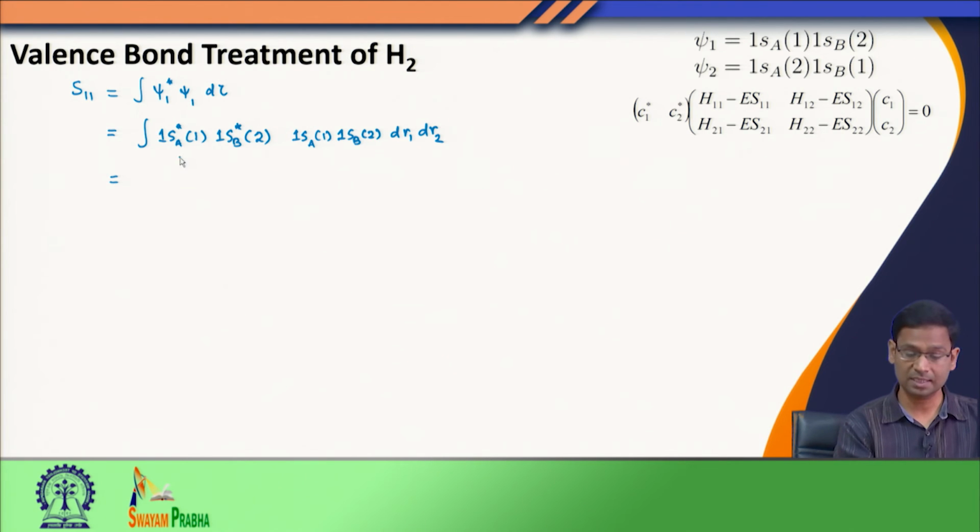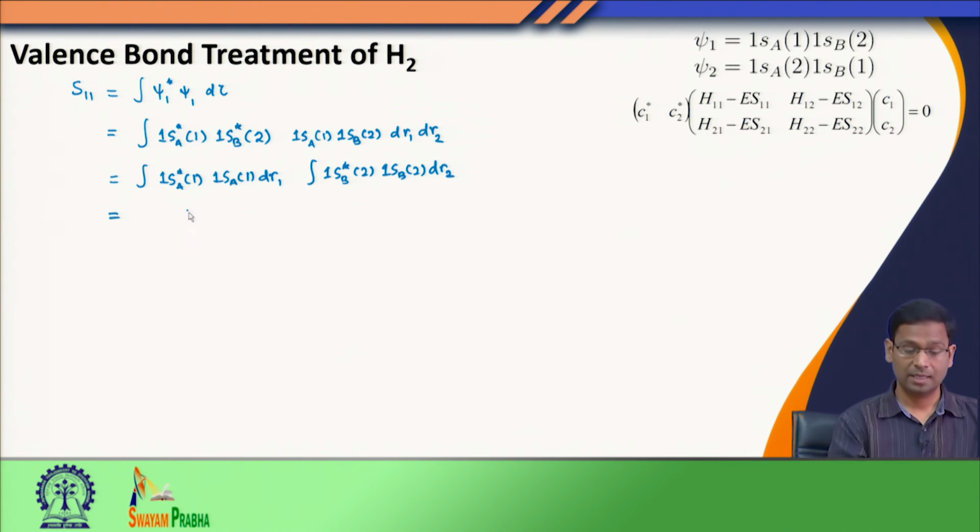Now, when I see this, I see that I have some terms which depend on electron number 1 and some terms which depend on electron number 2, and since I am integrating over dr1 and dr2, let us separate the terms that have electron number 1 dependence and write the terms that have electron number 2 dependence separately. When I do that, I see that the first term has only electron number 1 dependence, the second term has only electron number 2 dependence. Let us look at the first term.